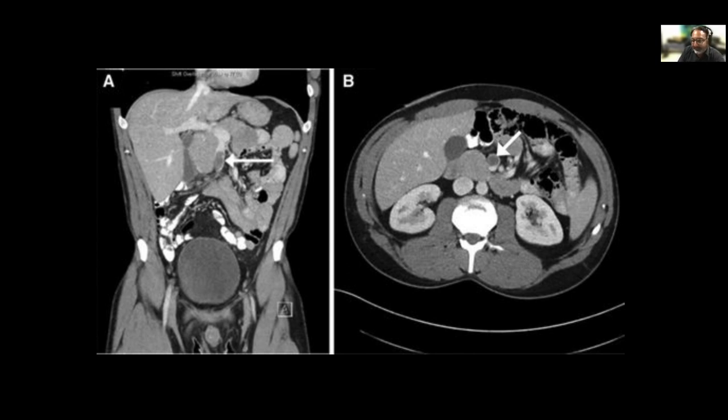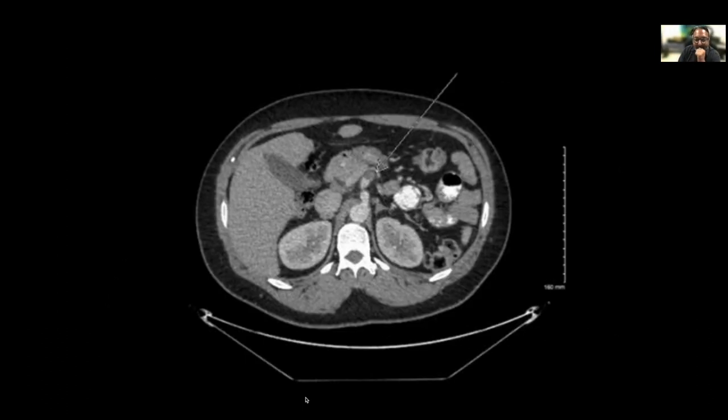So the question... Correct. Thrombus it is. Which vein is it? That it is. SMV, correct. Superior mesenteric vein thrombus. Correct. Well done. All right. And this one is another thrombus, not in the superior mesenteric vein, but what could that be?